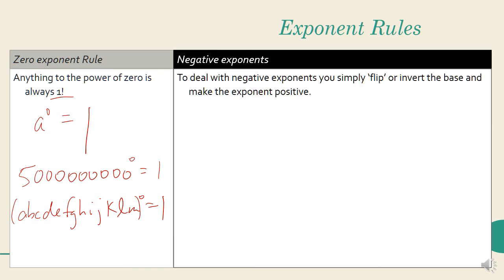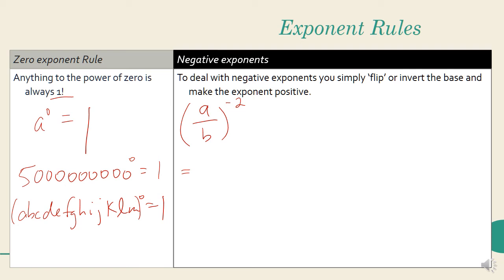Now the last one. The last one's the trickiest one. Negative exponents. To deal with negative exponents, you simply flip, which just means invert, the base and make the exponent positive. So we're going to do a few different things here. So let's say we have this. We'll start with letters. A over b to the negative 2. We know we're going to use the exponent rule for negatives because my exponent is negative 2.